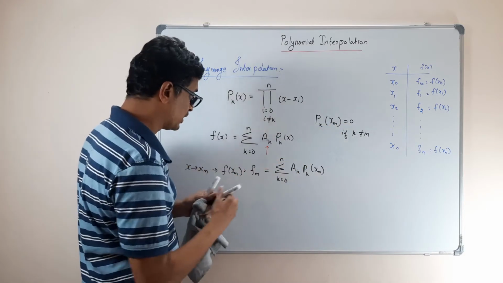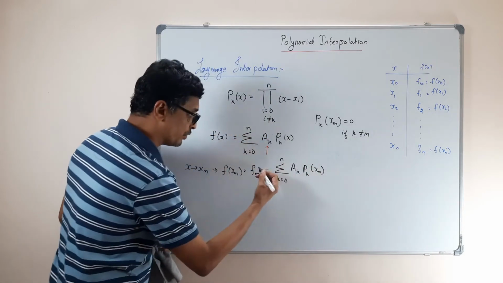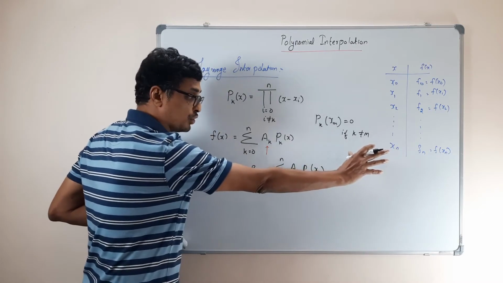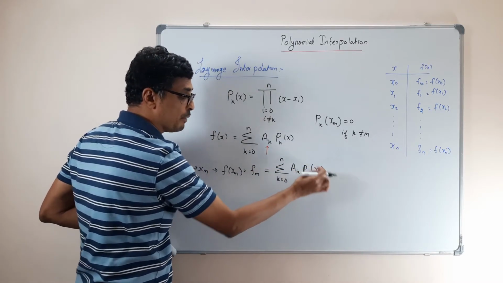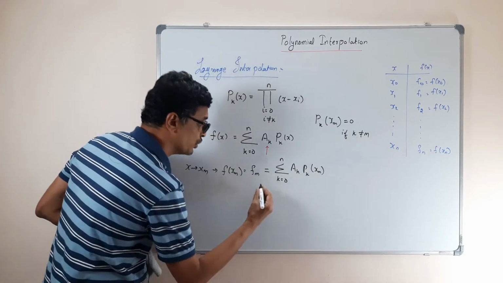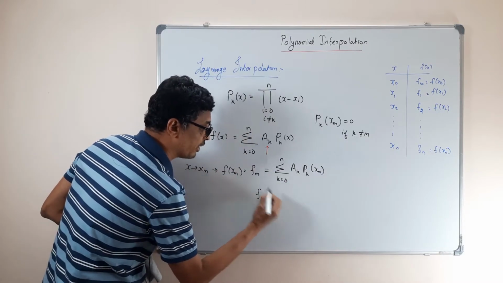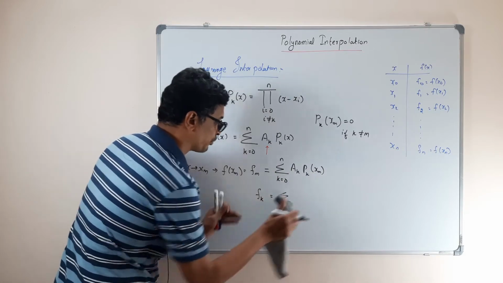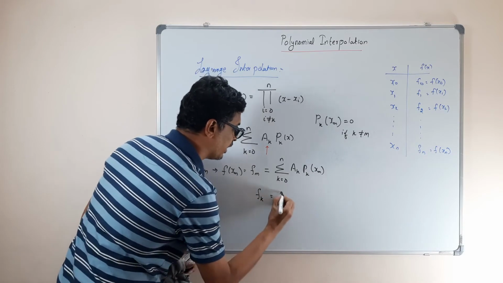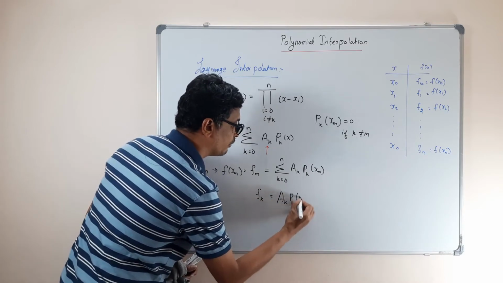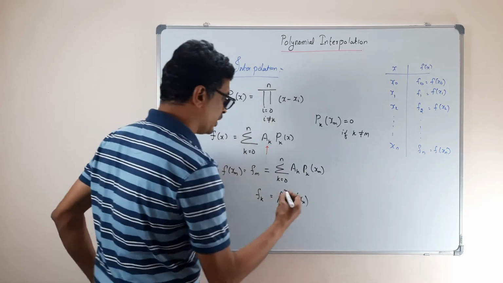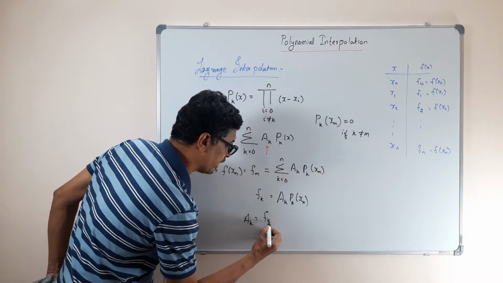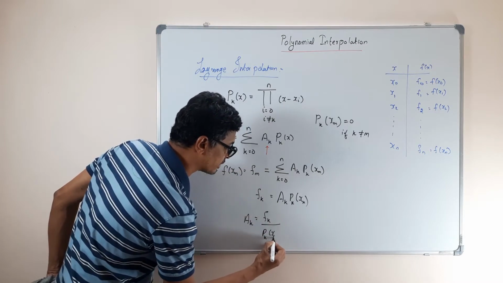So even though we have all the summation terms, all the products go to 0. Only the term for which m is equal to k will survive. So what you will have is fk, with m equal to k, and that will be ak pk of xk. From here we can write ak equal to fk divided by pk of xk.